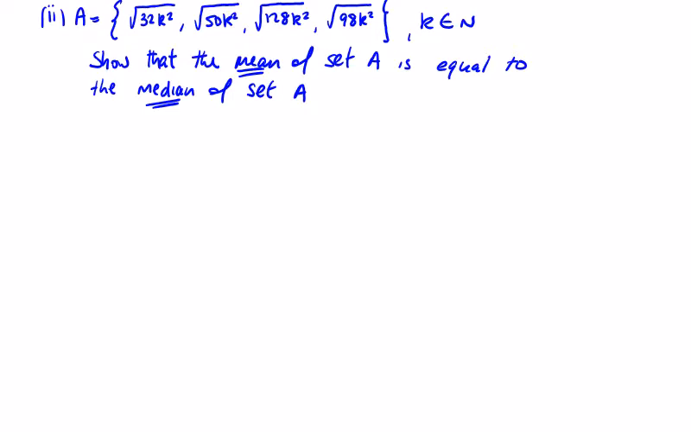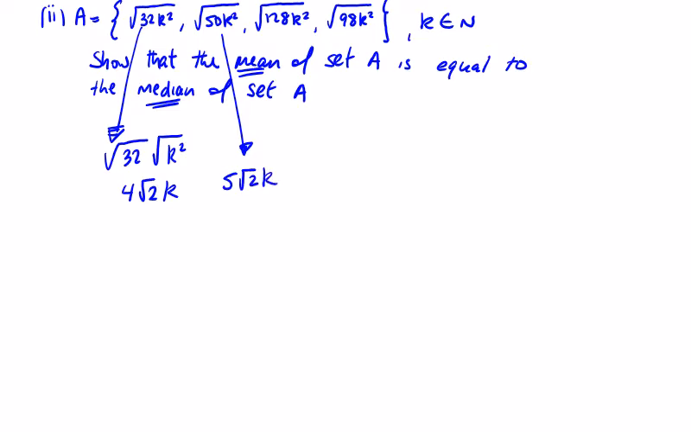In the second part of this question, we're told that set A is root 32k squared, root 50k squared, root 128k squared, and root 98k squared. So you should be able to see the relationship between these and the first part of the question. So root 32, we said already, was 4 root 2. So we can separate these surds into square root 32 by square root k squared. So this is 4 root 2 k. Root 50 is root 25 by root 2. So that's 5 root 2 k.